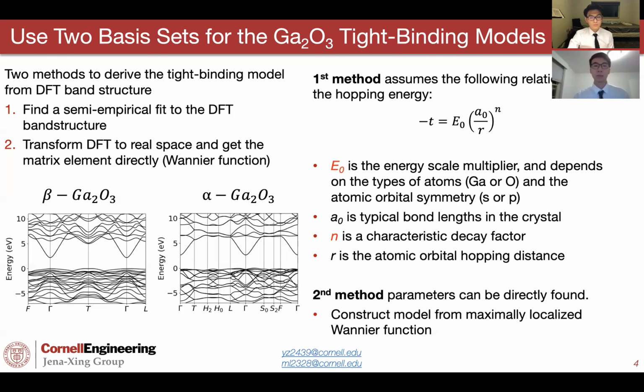By tuning E naught and n in this relationship, we were able to characterize the hopping energies between different atomic orbital interactions. And in the second method, we used a different local basis from atomic orbitals. The parameters of the maximally localized Wannier function can be directly generated from the DFT calculated matrix. It is a routine method built into DFT code.